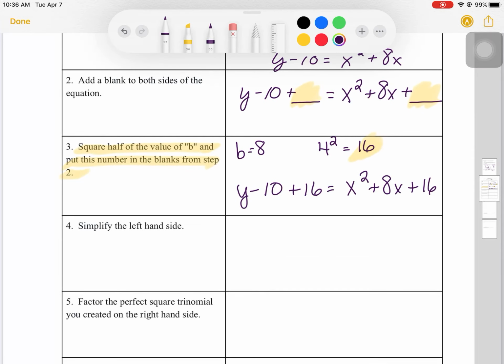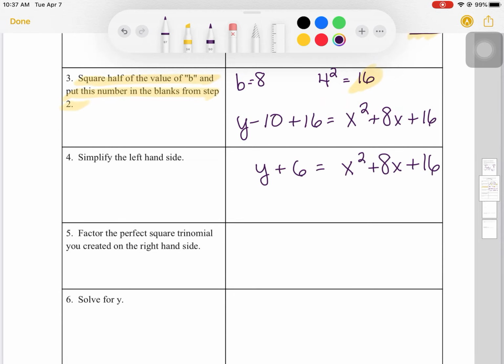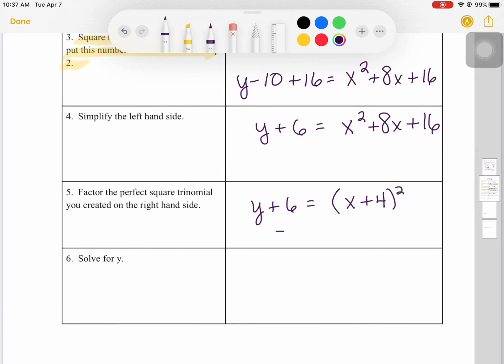So what I just did is I completed the square. So now I'm going to follow the next step. The next step simply says to simplify the left-hand side. So this becomes y plus 6 equals x squared plus 8x plus 16. The next step says factor the perfect square trinomial, or in other words, write it in factored form. So it's going to become y plus 6 equals, this is x plus 4, the quantity squared, and all of a sudden you can start to see that graphing form take shape. And then the last step is simply to solve for y. So I'm going to subtract 6 from both sides, and I have it in graphing form.